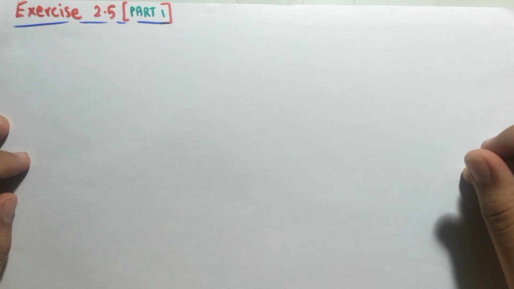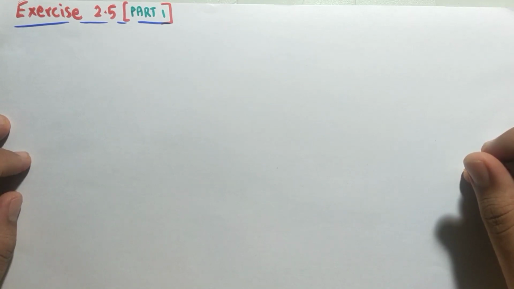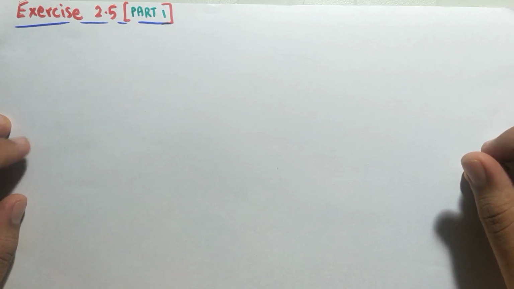Our today's topic is exercise 2.5, which is based on algebraic identities of 9th standard NCERT textbook. To understand this exercise, please go through the video of algebraic identities. The link of the respective video has been shared in the description of this video. After going through that video, you can proceed towards this section.